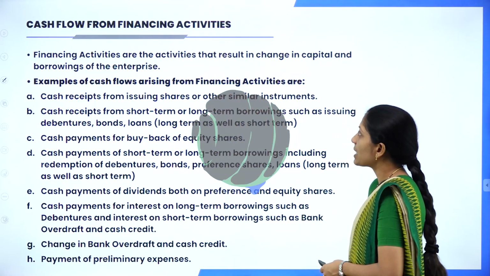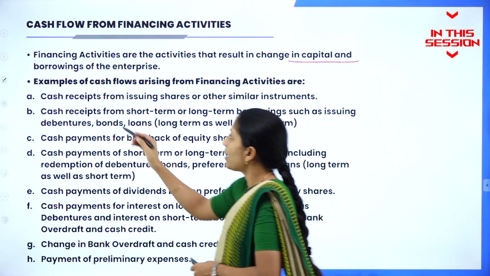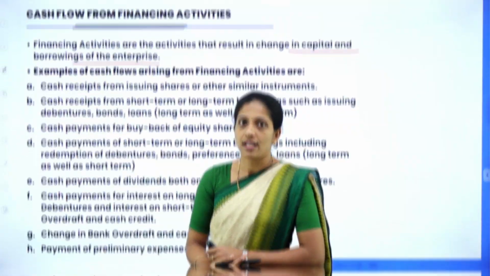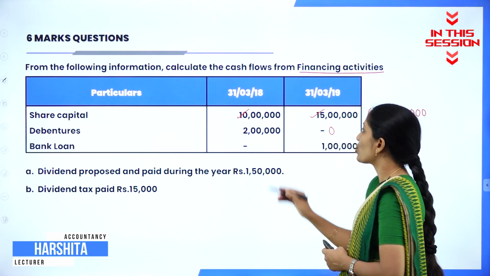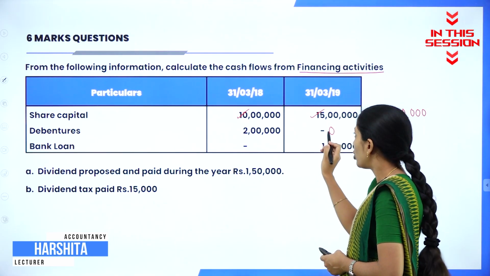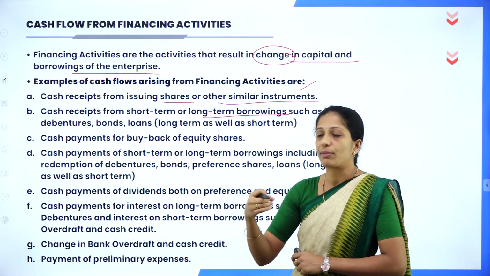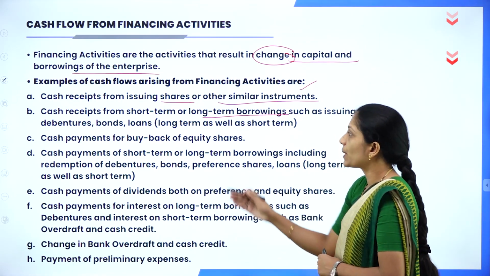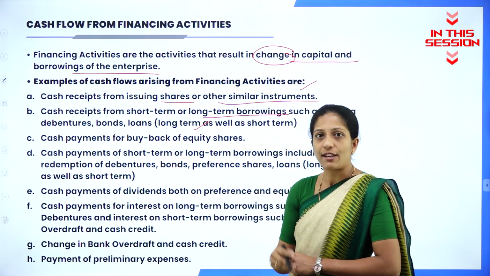So financial activities are the activities that result in a change in capital and borrowings of the enterprise. Debentures redeemed. Okay, so because it is zero now, so it is understood. So here they have not given anything, so it is understood that it is zero. A company might borrow from the outsiders, such as issuing of debentures, bonds, loans. So it may be long-term as well as short-term loans.